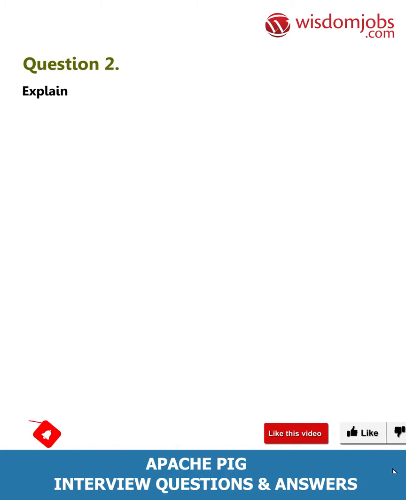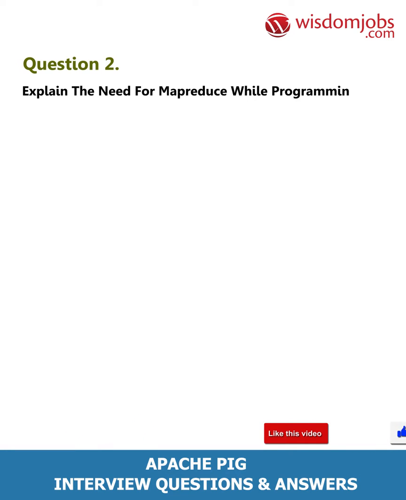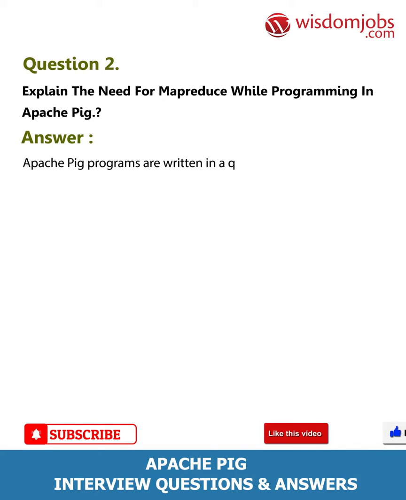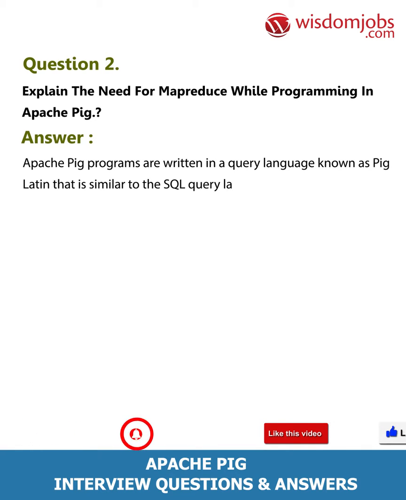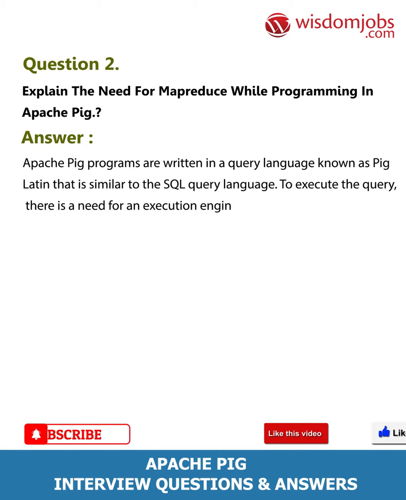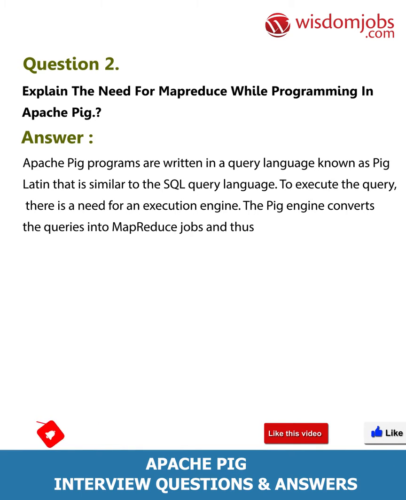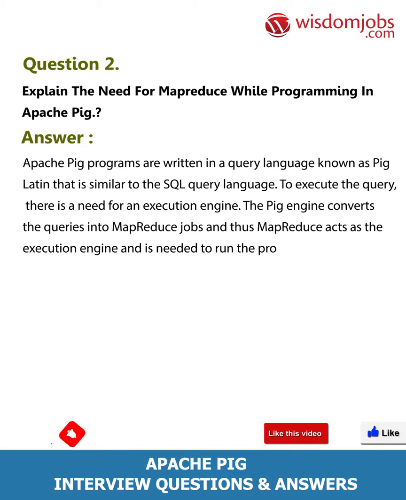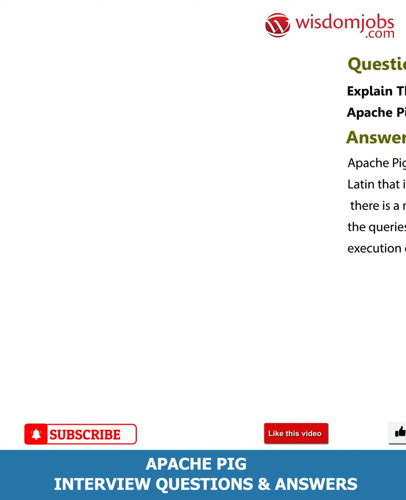Question 2. Explain the need for MapReduce while programming in Apache Pig. Answer. Apache Pig programs are written in a query language known as Pig Latin that is similar to the SQL query language. To execute the query, there is a need for an execution engine. The Pig engine converts the queries into MapReduce jobs, and thus MapReduce acts as the execution engine and is needed to run the programs.